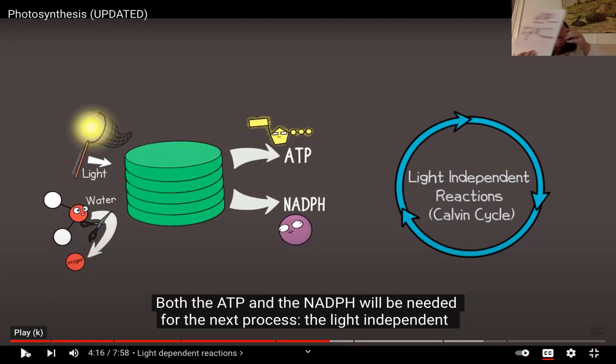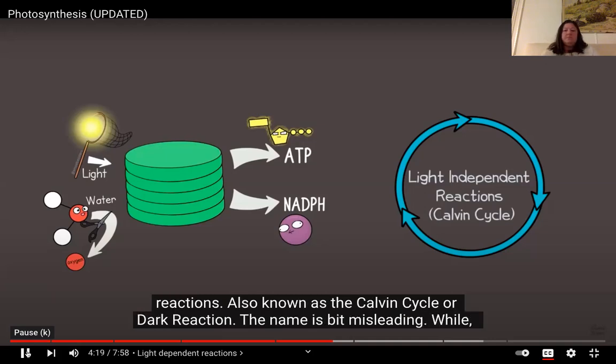And we're going to learn what ATP is in a little bit, and NADPH. But for now, just know that this is where the light reaction occurs. Here comes the light. The water is chopped. So then you just have the protons and electrons and oxygen coming off of that to produce ATP and NADPH. The light-independent reactions, also known as the Calvin cycle or dark reaction.